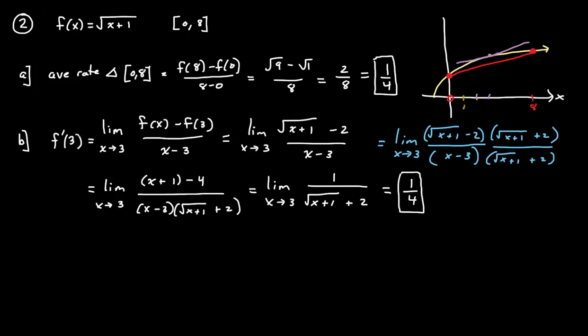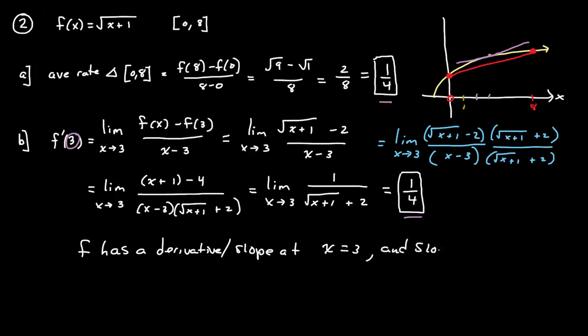Any other point other than 3 would have given me a different value than 1/4. And I chose to pick 3, and then these slopes came out to be identical. The instantaneous was equal to the average, and that, I suppose, is coincidence. Big picture-wise, this tells us that f has a derivative, or f has a slope at x equals 3. And that slope is equal to 1/4.